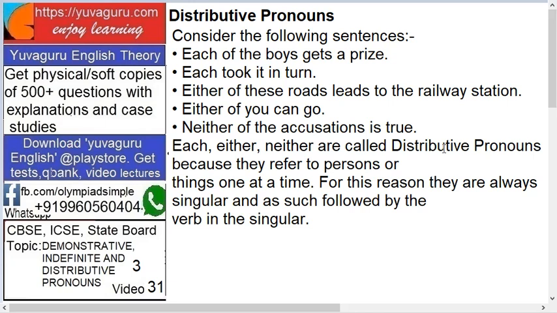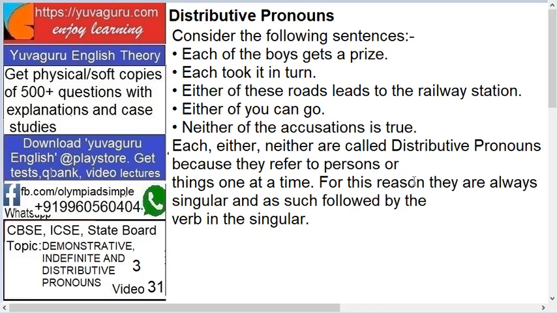Why? Because they refer to persons or things one at a time. One at a time. This is important. Each of these boys, one boy at a time. Each took it in turn. Each means one turn at a time. Either of these roads means one road at a time. Either of you, one of you. So it means one thing. They refer to persons or things one at a time.